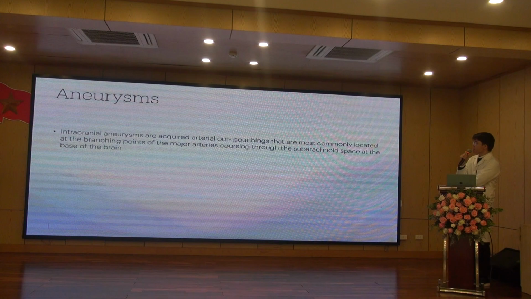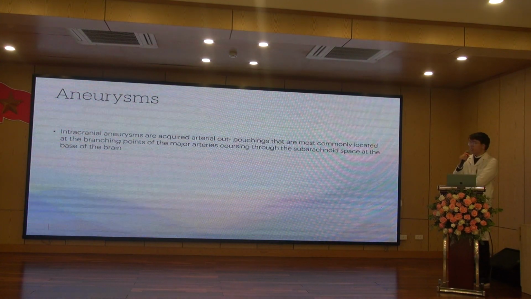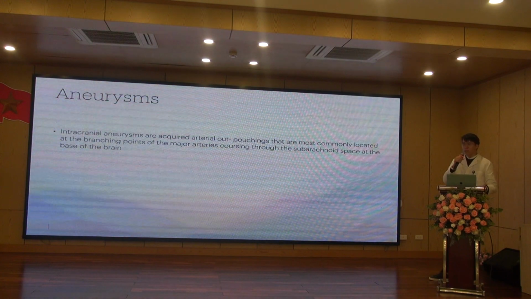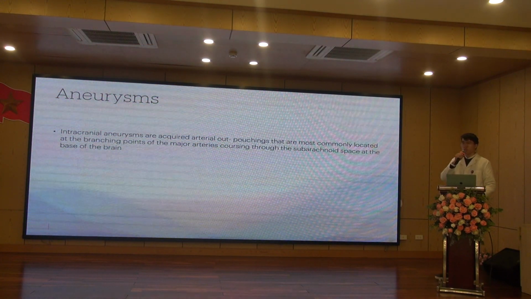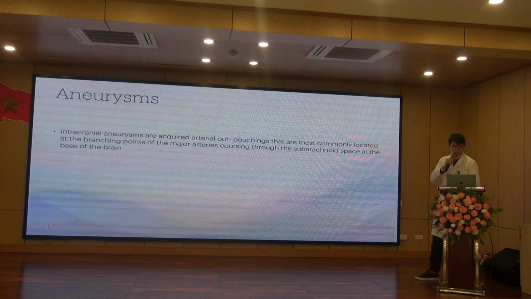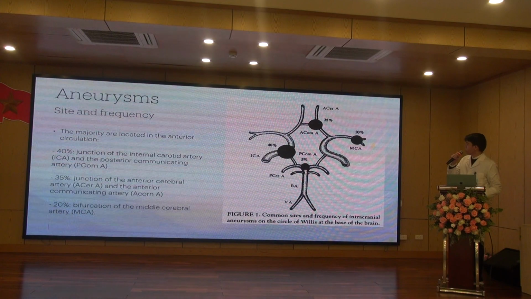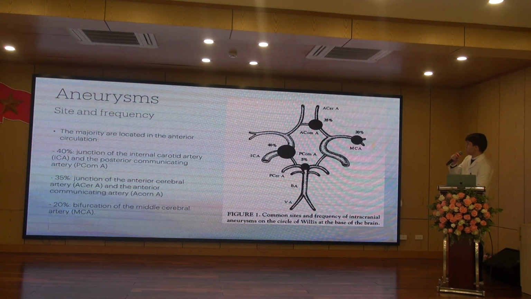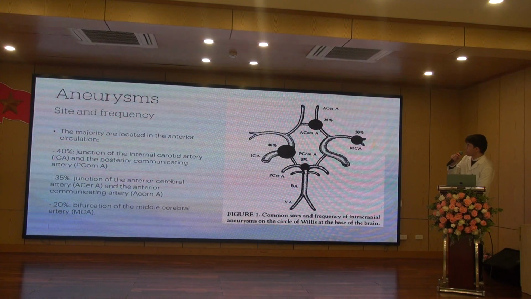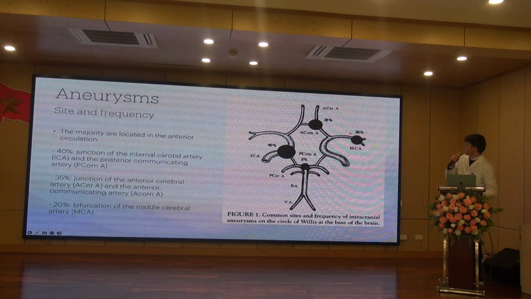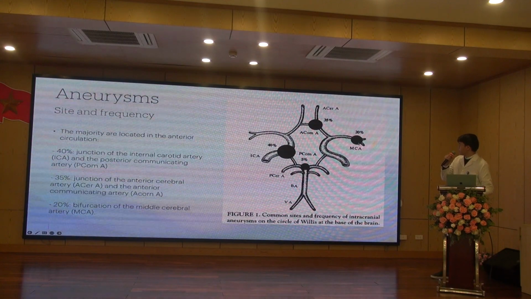An aneurysm is an acquired arterial outpouching, most commonly located at the branching point of a major artery coursing through the subarachnoid space at the base of the brain. The three main sites of intracranial aneurysm are, first, the junction of the posterior communicating artery and the internal carotid artery; second, the junction of the anterior cerebral artery and the anterior communicating artery; and third, the bifurcation of the middle cerebral artery.